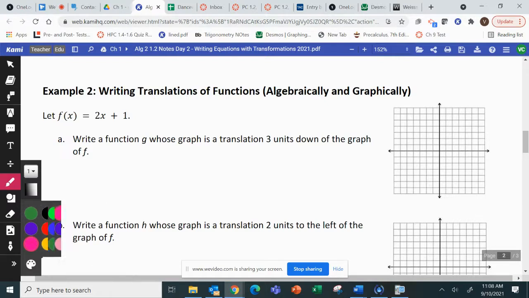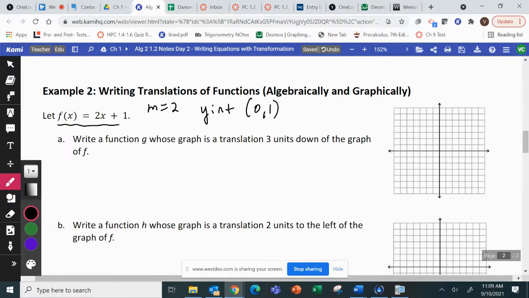So the original function is f of x equals 2x plus 1. I'm going to graph that in black because that's the original function. F of x equals 2x plus 1. That's a line. My slope is 2. My y-intercept is 0, 1. That's the first lesson that we did in this class, was reviewing lines from Algebra 1. So I'm just graphing that really quickly.